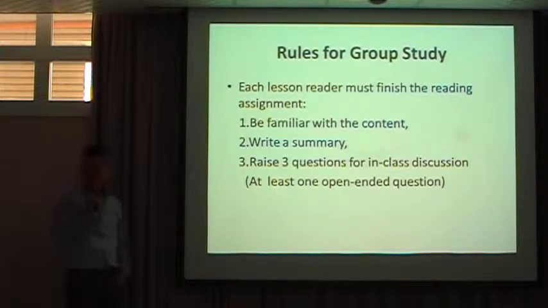When it comes to rules for group study, each lesson reader must finish the reading assignment, so they should be familiar with the content and write a summary. The summary is written in class, so they cannot write it down on their paper sheet beforehand. So I will check it. If it's not legal, I will tear the papers out. So you should rewrite your own. So in the class, I'm quite strict on this. Of course, they need to raise 3 questions for in-class discussion, at least 1 open-ended question.